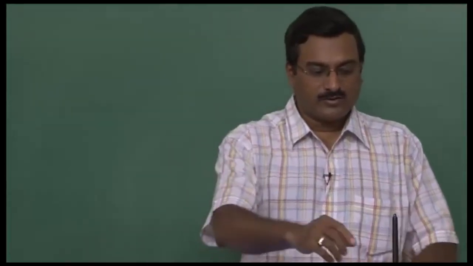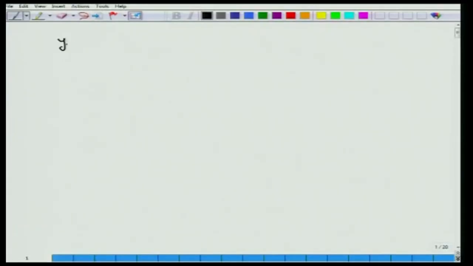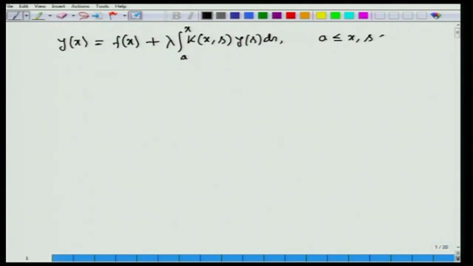Now, before going to the proof of this result, we just recall what we have discussed for this method. So, the equation is a Volterra integral equation of the second kind, that is y x equals f x plus lambda integral a to x k of x comma s y s ds. This is the given integral equation, where a less than or equal to x comma s less than or equal to b. As usual, f x is continuous over the interval a comma b, and the kernel k x comma s is continuous over the square domain, that is a comma b cross a comma b.